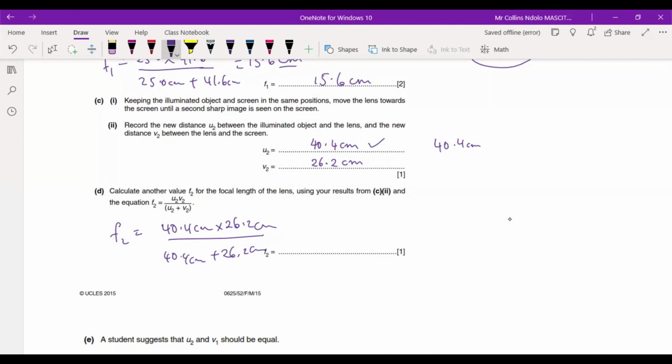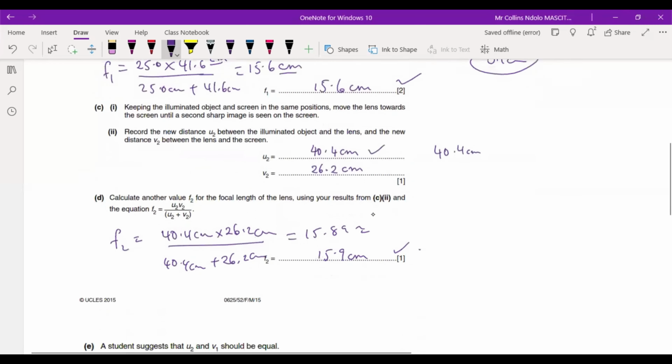When we work out that, we get 15.89, which is approximately, in three significant figures, 15.9 centimeters. So F1 is 15.6 centimeter, F2 is 15.9 centimeter. So that is the analysis of that particular part.